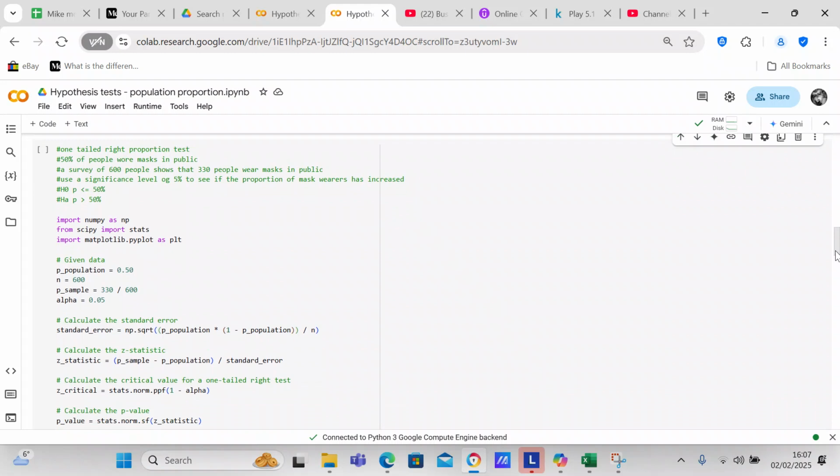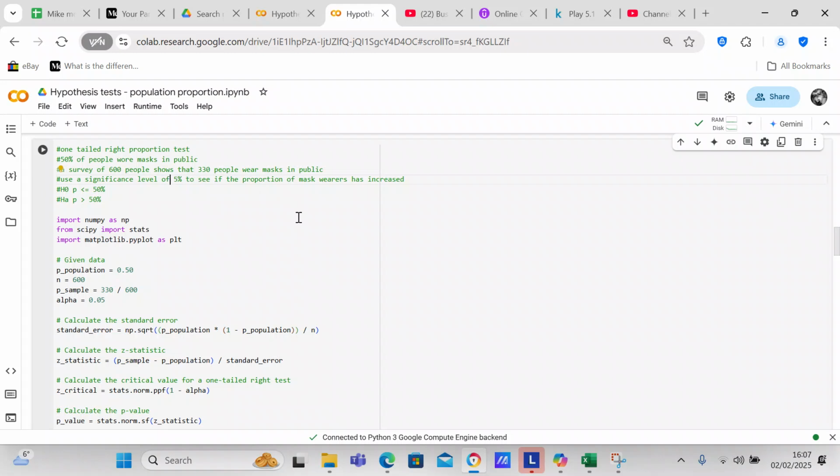Now we're going to do another test, which is going to be a one-tailed test on the right. So you have 50% of people wore masks in public. A survey of 600 people shows that 330 people wear masks in public. Use a significance level of 5% to see if the proportion of mask wearers has increased.